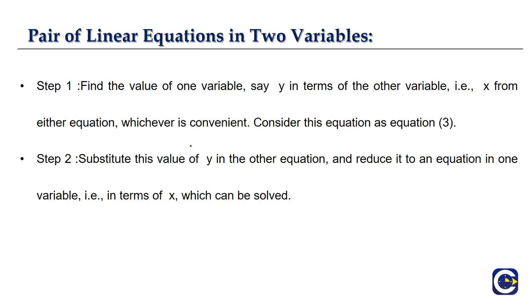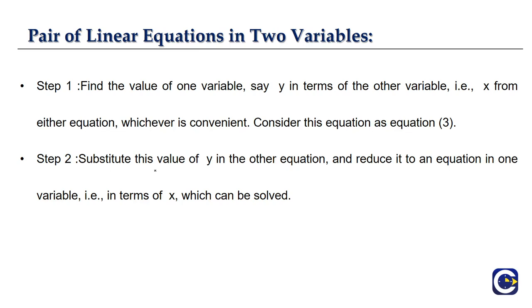The first step is to find the value of one variable, let's say y, in terms of the other variable, that means x, from either equation, whichever is convenient. We can write x in terms of y, or else y in terms of x. We'll let it be y in terms of the other variable, that is x. So we'll express the equation y in terms of x. Let's consider that as equation 3.